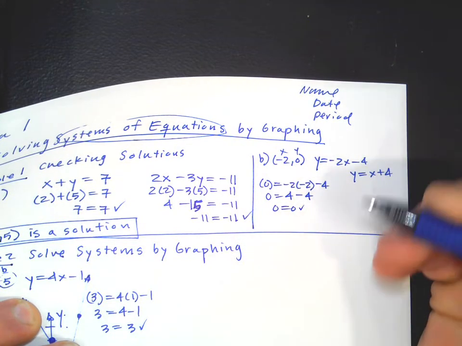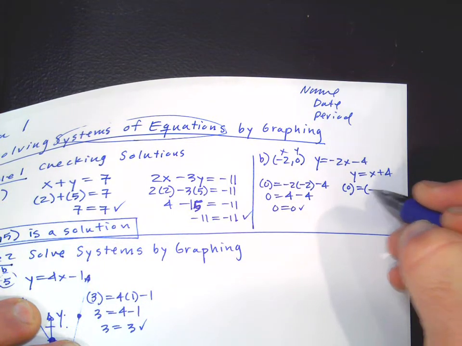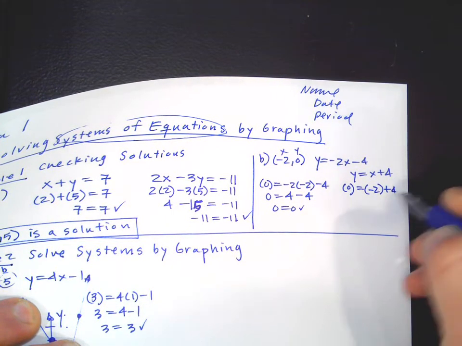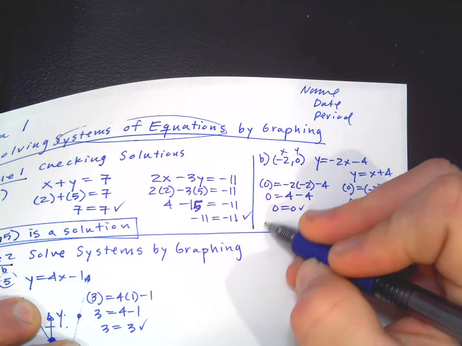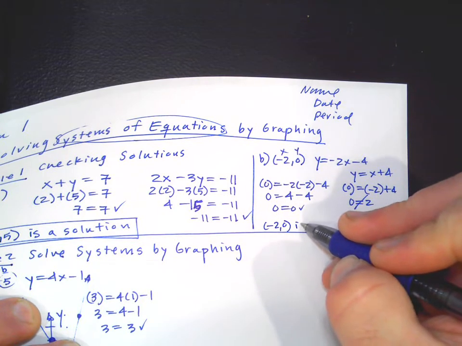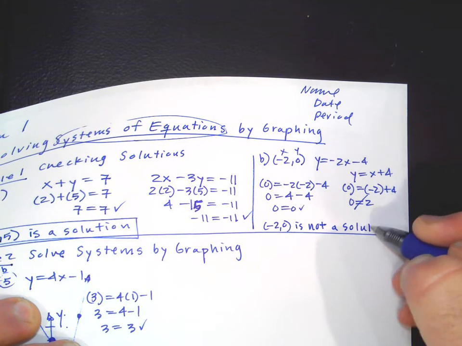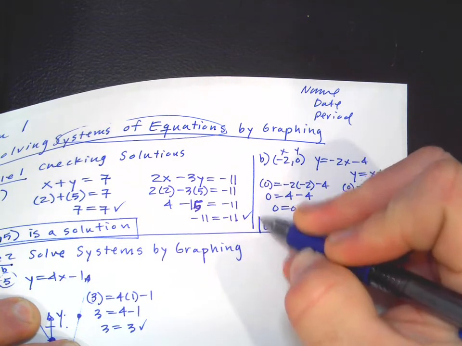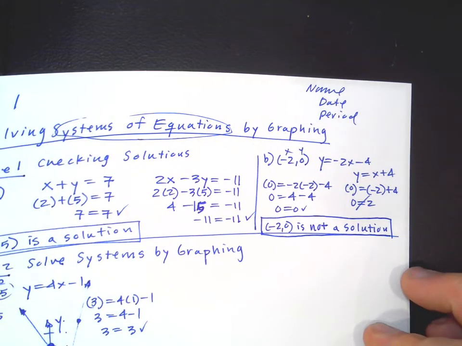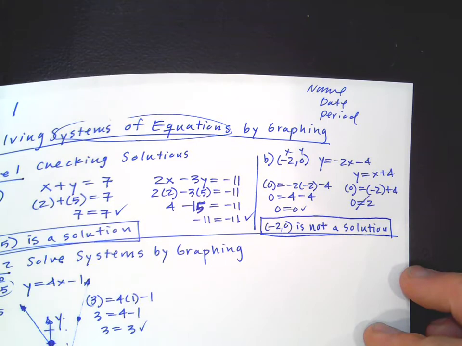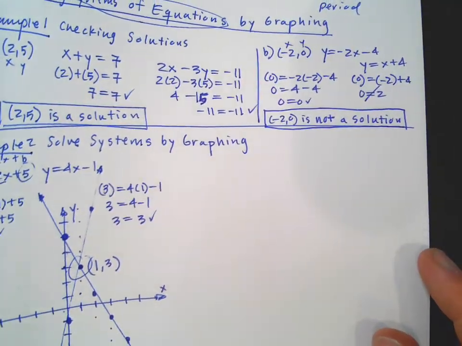Hey, it works, but it's not enough. You got to check on the other one too. 0, -2 plus 4. It's going to be 0 equals 2, which is not equals. So -2, 0 is not a solution. You got to check them both. If you get one wrong because your work was wrong, it'll probably work in one of them, probably because you graphed one of your lines right. So if you graph one line right and the other one wrong, your solution will be wrong for the solution, but it'll seem like it works for one of them.